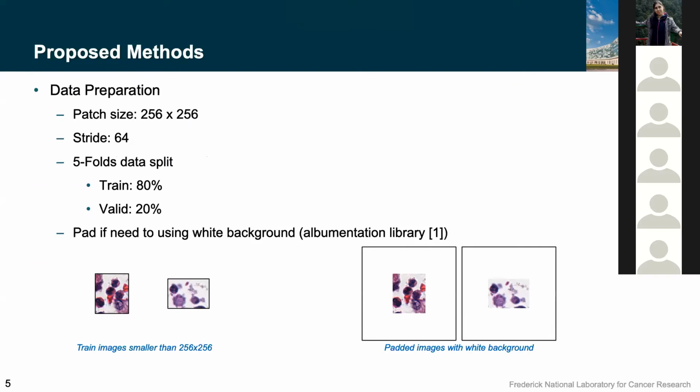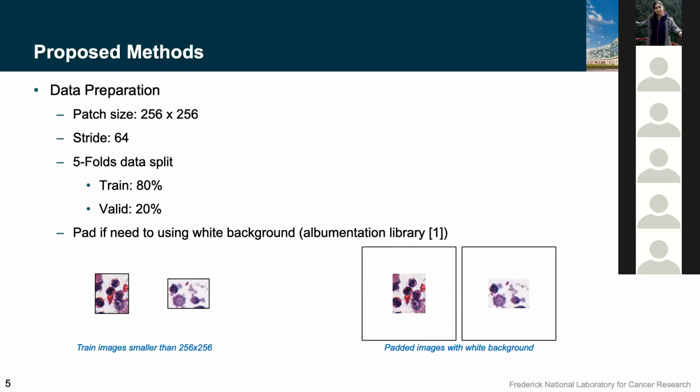And this is our proposed method. First of all, this is how we prepare our data. Our patch size was 256 by 256. Then we extracted patches in a sliding window fashion with a stride of 64, so they were overlapping patches. And then we did 5-fold cross-validation, where each fold was composed of 80% training data and 20% validation data.